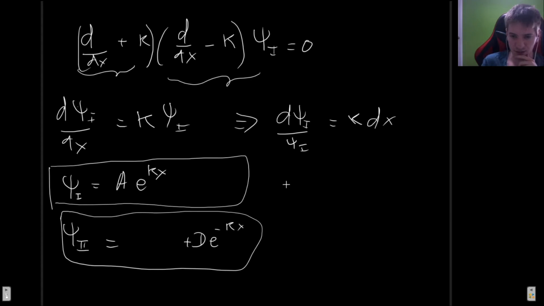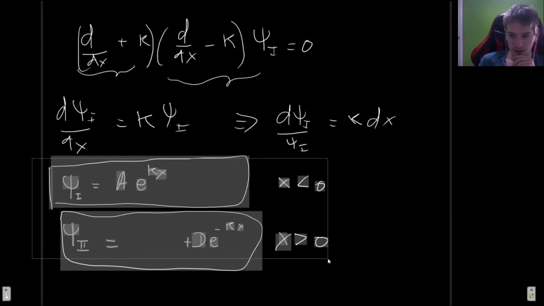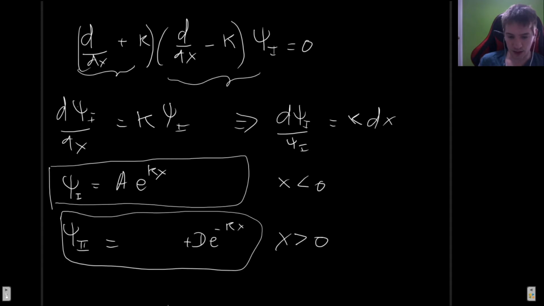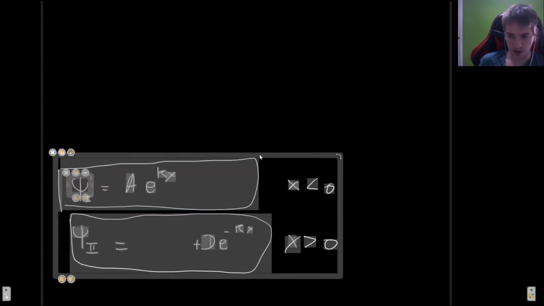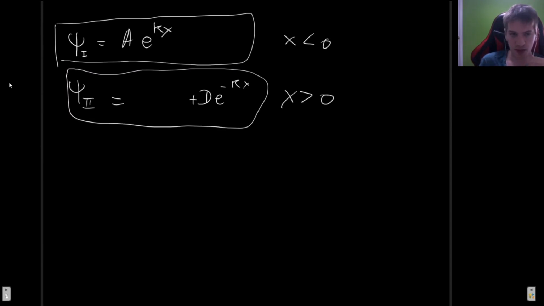Actually, I guess I should have just left it. This is x smaller than 0, x greater than 0. So those are our solutions. Now let us begin using the border conditions, because we know, well, actually, maybe I can just write it in a way that uses less space.